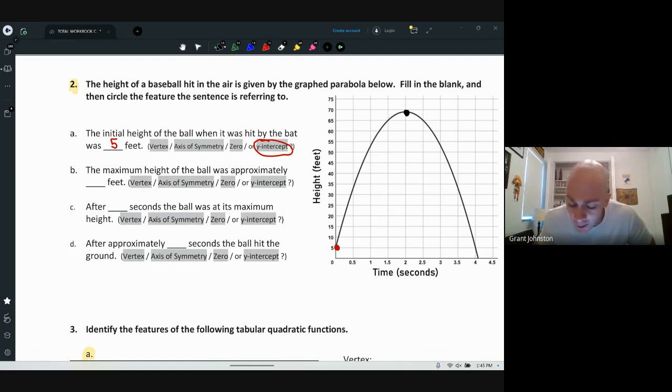And it says approximately, so I think that's maybe 69, maybe. It's pretty close to 70. So I'm going to say 69 feet high. And that's referring to the vertex, right? That's the maximum there.